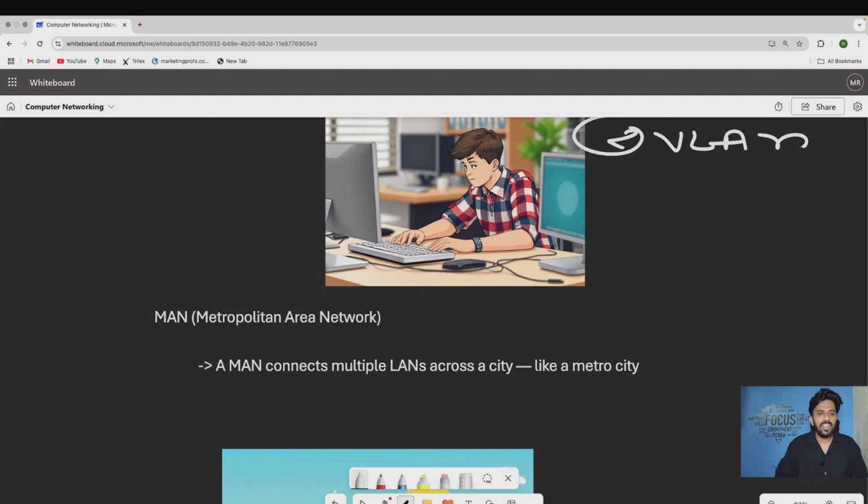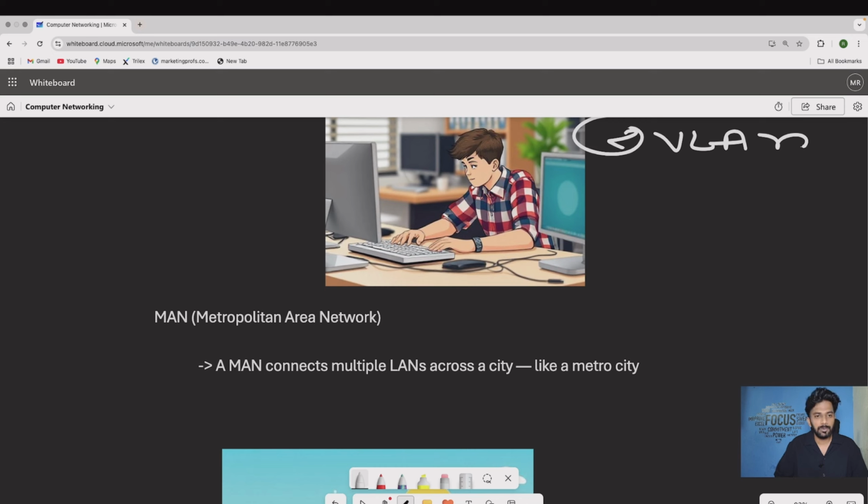Now let's continue with the same story, the same person from the beginning. We started with the PAN, right? That person is now working in the office. His office has multiple locations across the city. Each location has its own local setup, which we already discussed. But now all these office locations need to talk to each other, work together and share data as needed.